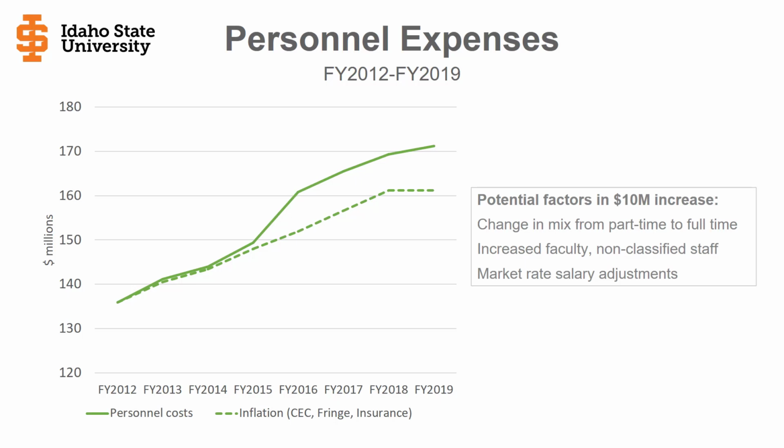$25 million is due to the increase in inflationary adjustment through increases in CEC and benefits. Factors contributing to the other $10 million of increase include a change in mix from part-time to full-time faculty and staff, increasing the numbers of full-time faculty and non-classified staff, and market rate salary adjustments.